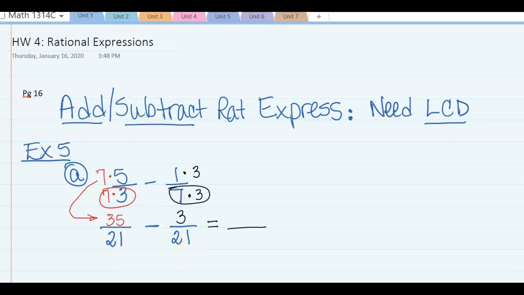Now we can subtract our two fractions. 35 minus 3 is 32. And I have the same denominator of 21. We can try to reduce it. Remember that this one only has factors of 3 and 7. And this one has factors of 8 and 4. But there's no 3 or no 7, so it cannot be reduced. So our final answer will remain as 32 over 21.